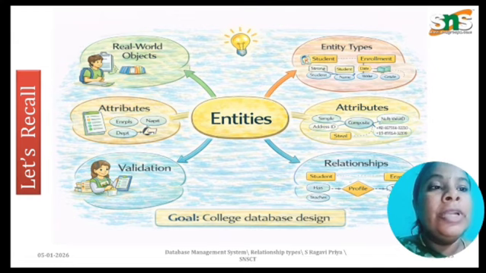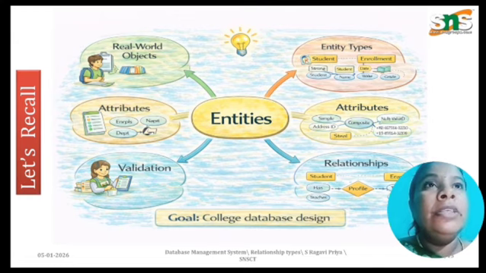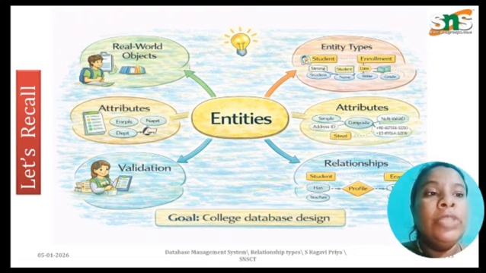Next one is attributes. We have different types of attributes such as single valued, multi-valued, composite attribute, etc. Then relationships and relationship types. A relationship is represented using a diamond symbol. So entities are represented using a rectangle, attributes are represented using an oval, and relationships are represented using a diamond for a database design.